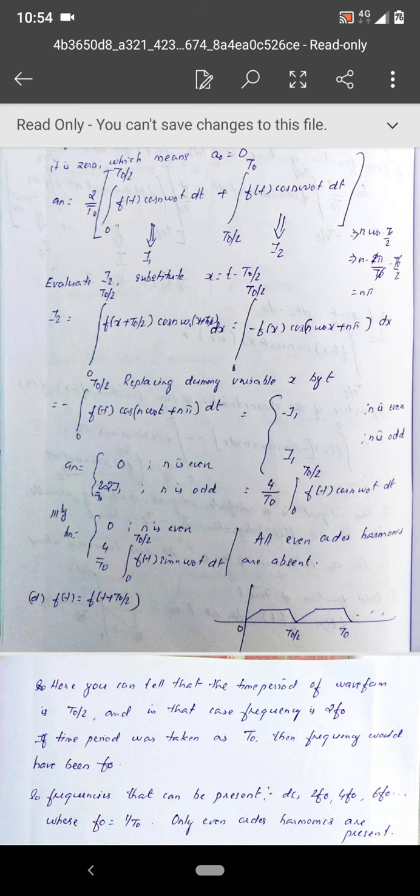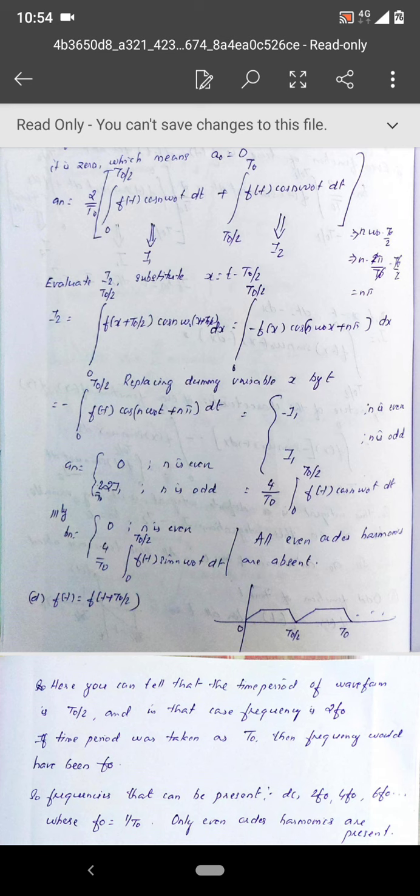So what happens for an? an is nothing but 2 by t naught, the whole bracket, where we have two integrations, I1 plus the second integration I2. When n is even, I2 becomes minus I1. So I1 minus I1 is nothing but 0. So when n is even, an is equal to 0. Now what happens when n is odd? I2 is equal to I1 itself. So inside you have 2 I1.